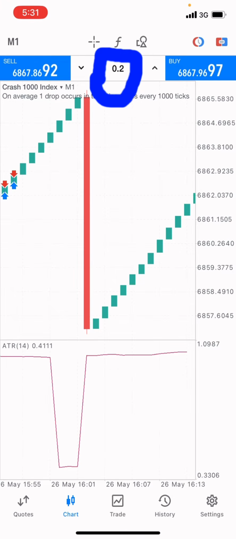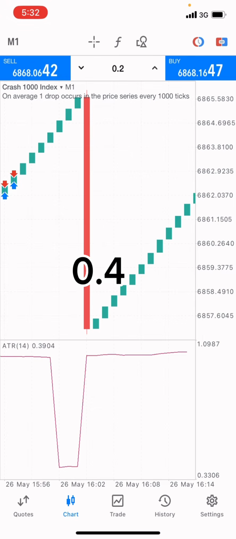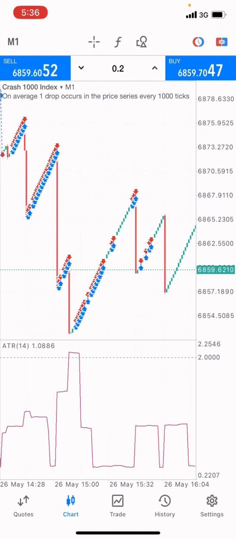A 0.2 lot size will give you 8 cents on a trade of $3.45. If you add another 0.10, it will be 0.30, which results in 16 cents for that particular trade. I hope you understand what I'm saying, guys. But to be safe, we close the position at 4 cents for a 0.20 lot size. Now here's why I said so.